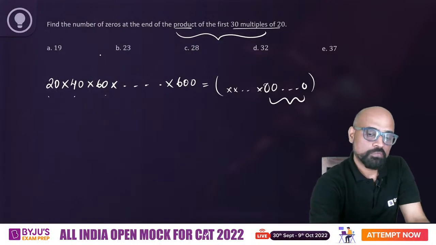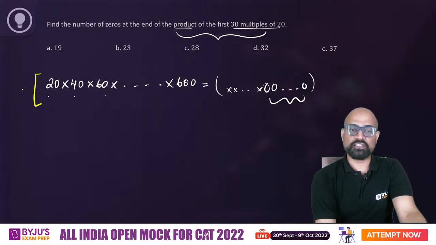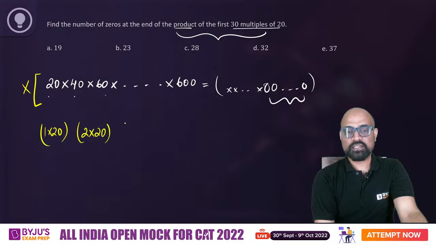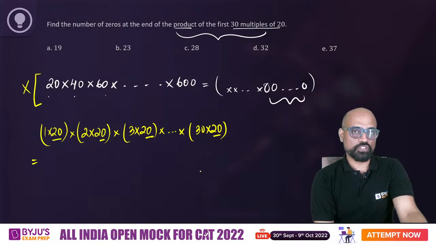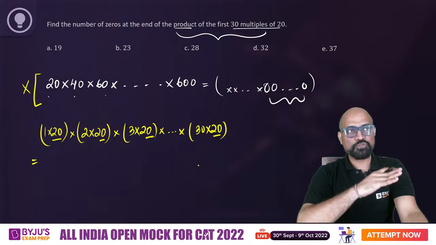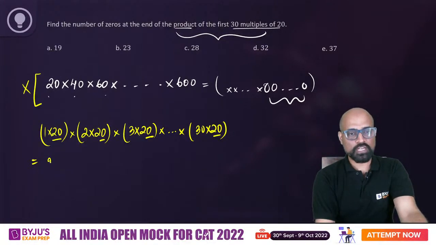Now the problem is, normally students, you guys write it like this. This is the wrong way. The first multiple of 20, you should be writing it like this. Second multiple of 20, you should be writing it like this. Third multiple of 20, ऐसे लिखोगे. And similarly, 30th multiple of 20, ऐसे लिखोगे. Now you are asked to multiply, so you are going to multiply all of them. Now you will find that there are 20s in every bracket and there are a total of 30 brackets, right? So when you have 20 getting multiplied 30 times, you will have 20 to the power 30 here. And then you will be left with only 1, 2, 3 and so on up to 30.